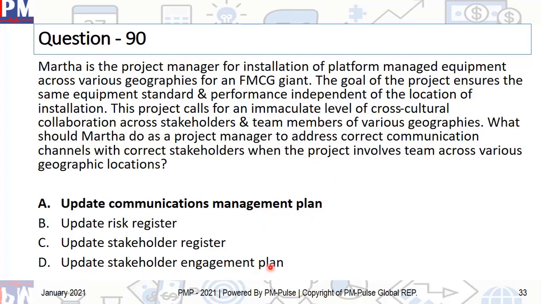But you're going to do that only so that you'll figure out, okay, how do we reach out to these team members from across geographies? How do we communicate? So ultimately, it falls on to A, alpha, right? Okay, perfect.